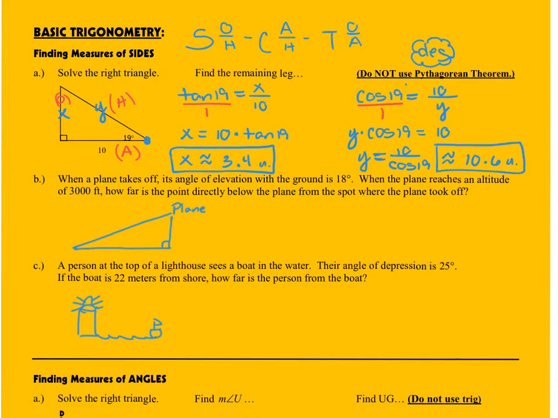You could do a quick check with your Pythagorean theorem, and you should get really, really close using that converse Pythagorean theorem. Now we're going to look at two word problems.